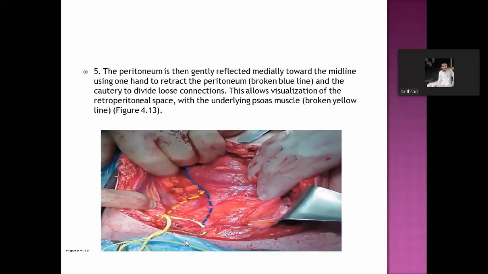The fifth step is the peritoneum is then gently reflected medially towards the midline, using one hand to retract the peritoneum and the cautery to divide loose connections. This allows visualization of the retroperitoneal space with the underlying psoas muscle.